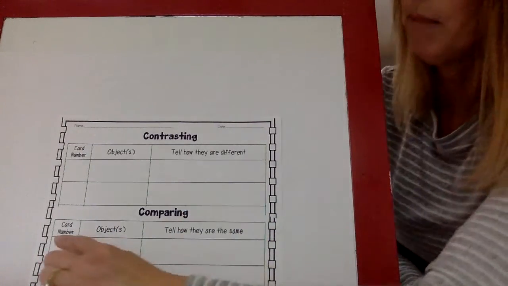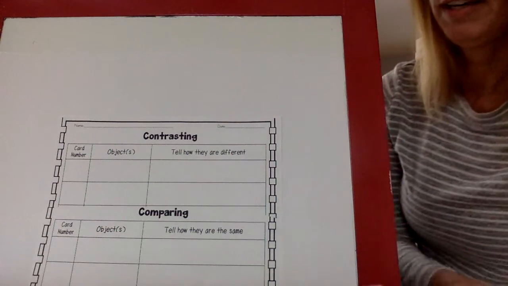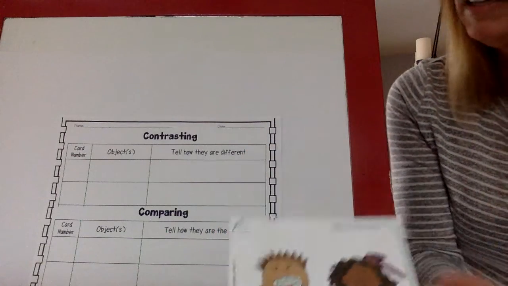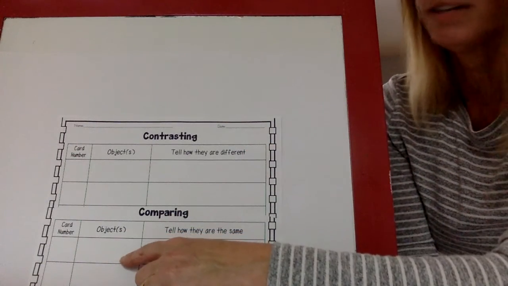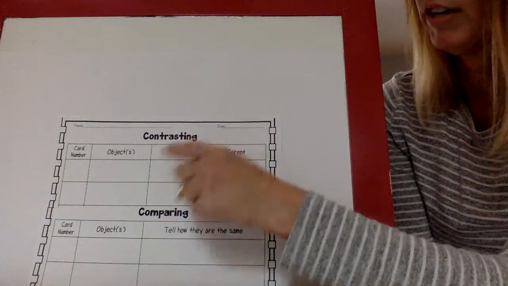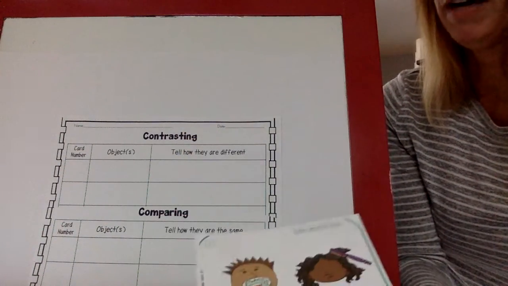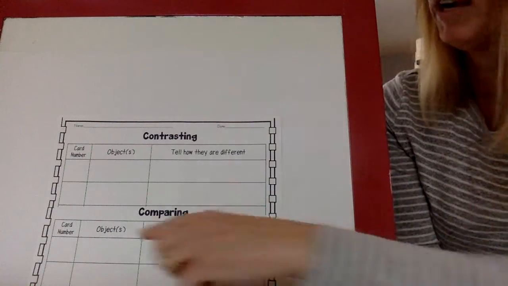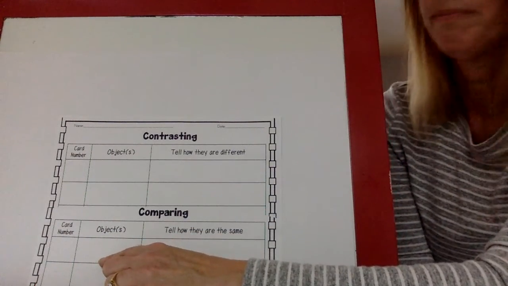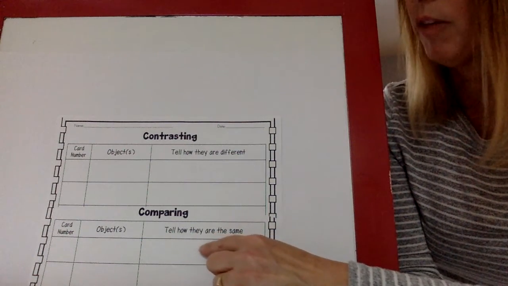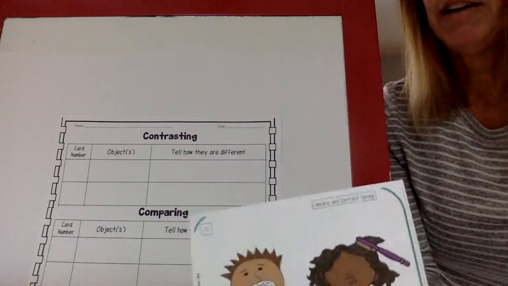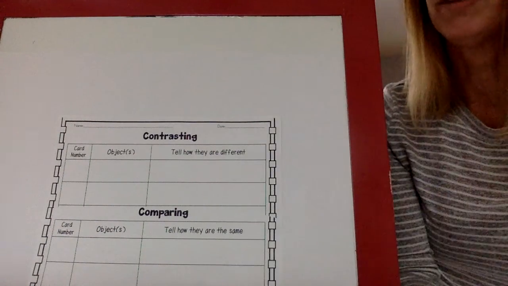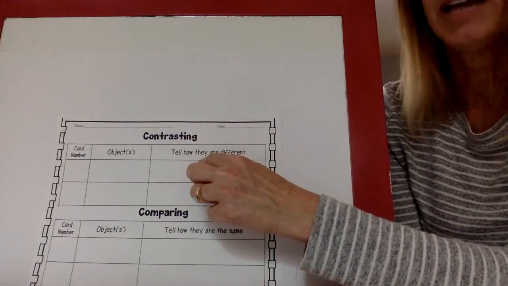So first off, I might write number card, and each card has a little number in the corner here. And then it says objects. What objects are you comparing or contrasting? So if I'm comparing brushing teeth with brushing hair, I'm going to write that right where it says object. Now, over here it says tell how they are the same. Now, looking at this, you might say, no way, you should add these to the contrasting list. Well, we could do that as well.